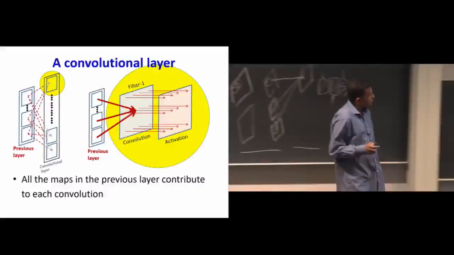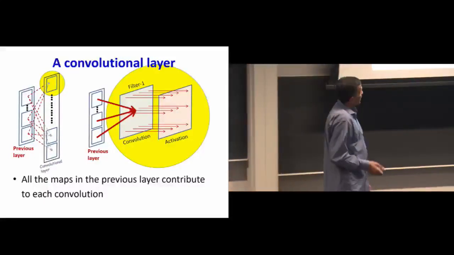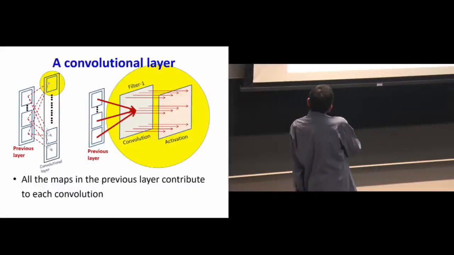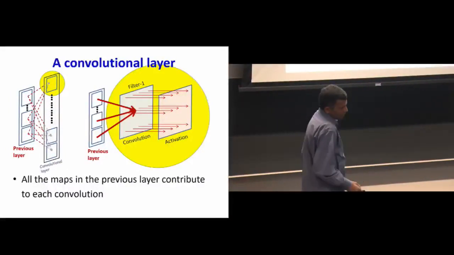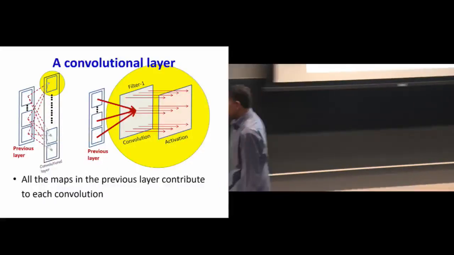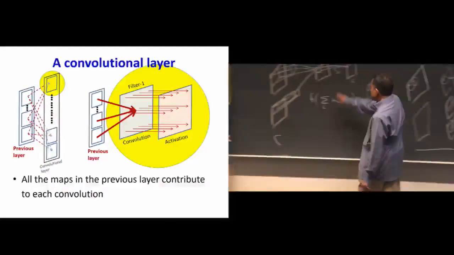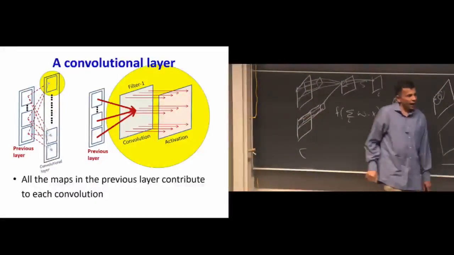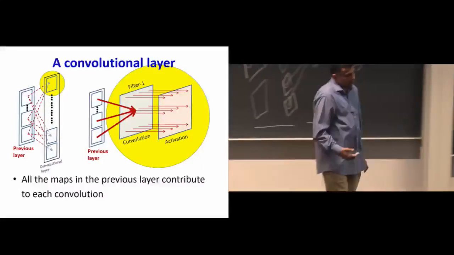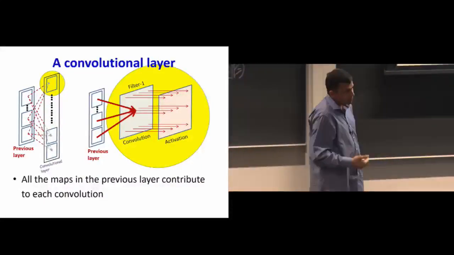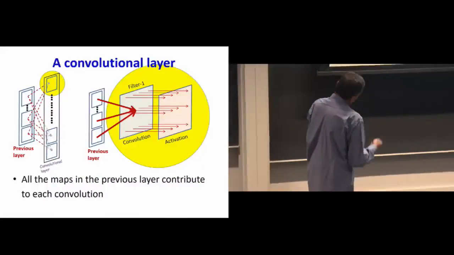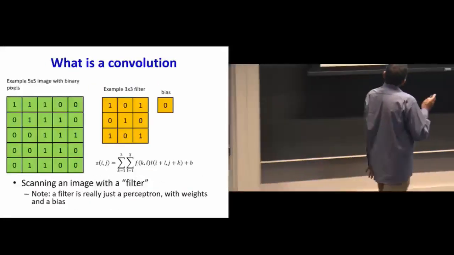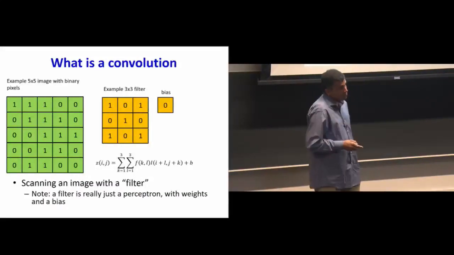Now, when you go to any particular layer, all the maps in the previous layer are going to be contributing to the convolution for each position. So this value is obtained by looking simultaneously at all of the layers and all of the planes in the previous layer, right? Now consider the contribution of a single map. What exactly does this convolution do?